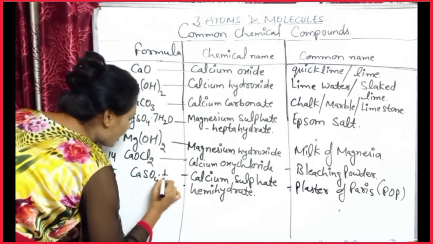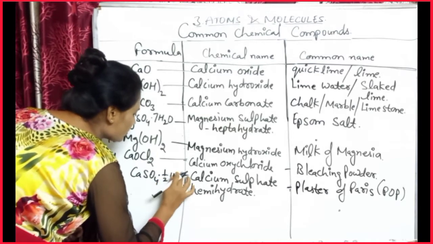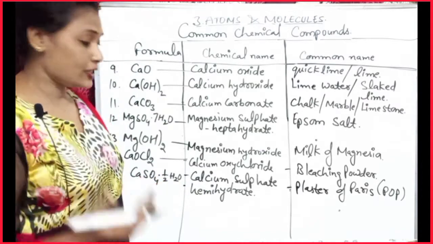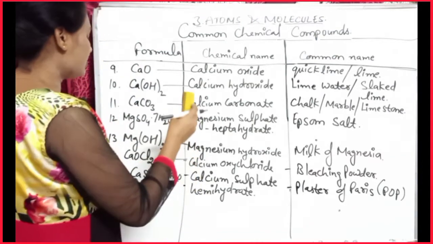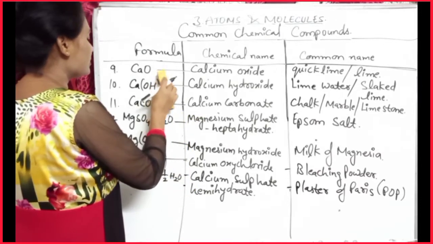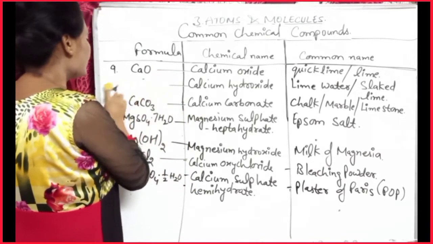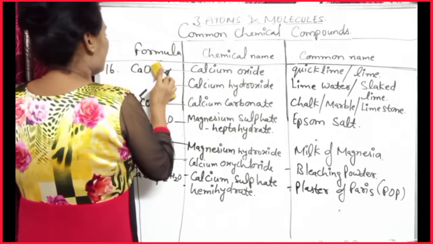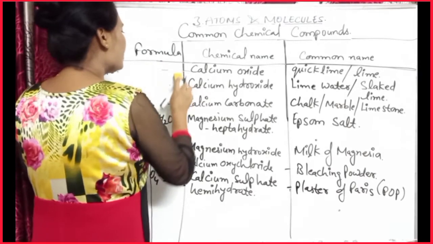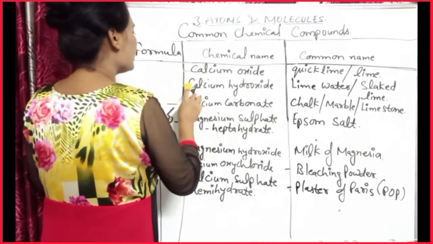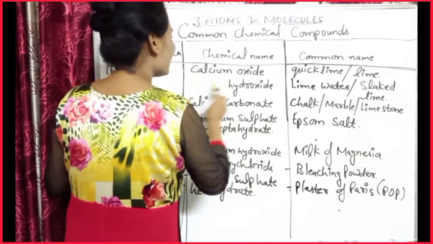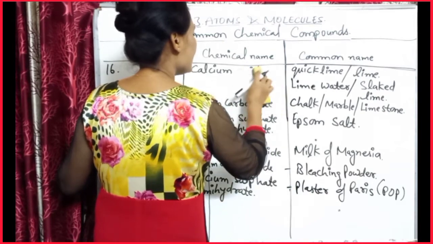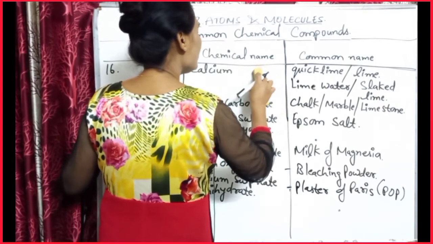CaSO4 dot half H2O. If we add water to it, then it will form gypsum. Okay, so next is gypsum. We can take the gypsum. Gypsum is the next compound, that is also calcium sulfate, but the molecules of water are different. Okay, how will they be different? Let me write. That is CaSO4 dot 2H2O.